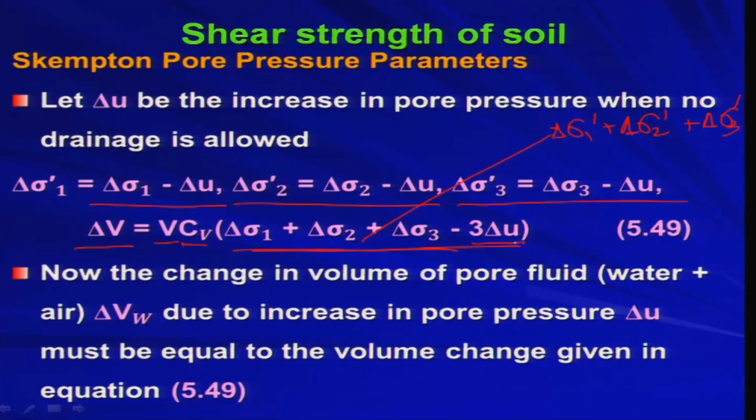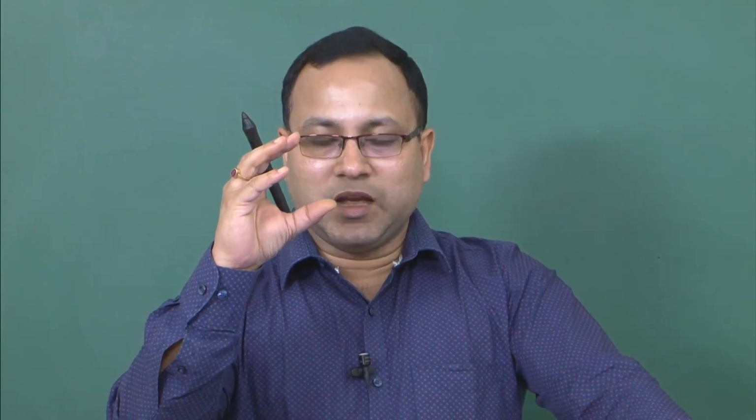Now, the change in volume of pore fluid, that is water plus air. Pore fluid means it is made of water and air, the mix of that, right. So, now the change in volume of pore fluid delta VW due to increase in pore pressure delta U must be equal to the volume change given in the equation, because only the pore fluid can experience the volume change. The soil grains, that solid material, will not be experiencing any volume change. So, whatever volume change is happening due to the increase in pore water pressure is solely due to the volume change in the pore fluid, right. So, delta VW, the volume change in the pore fluid, must be equal to delta V, right.